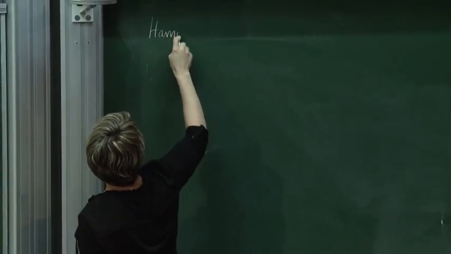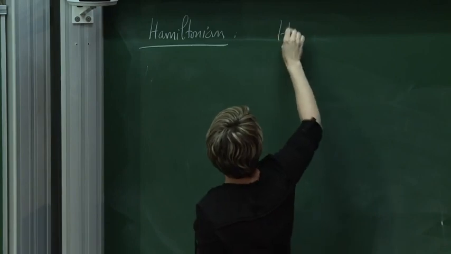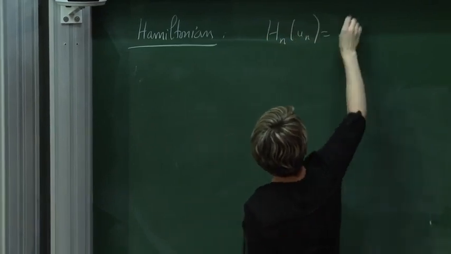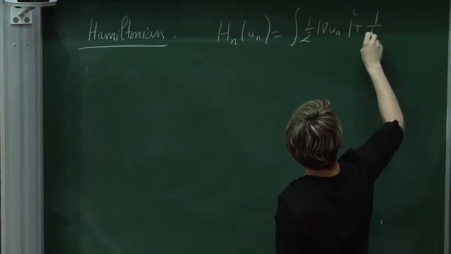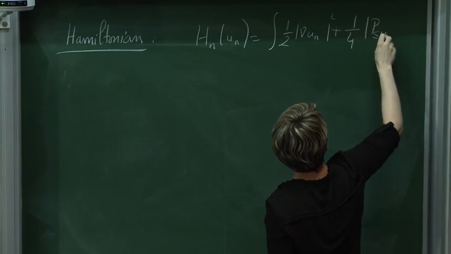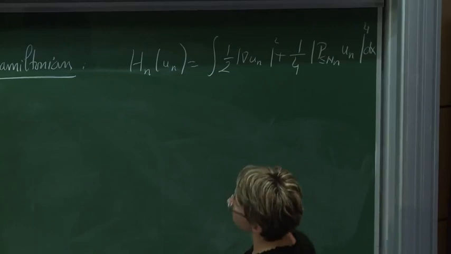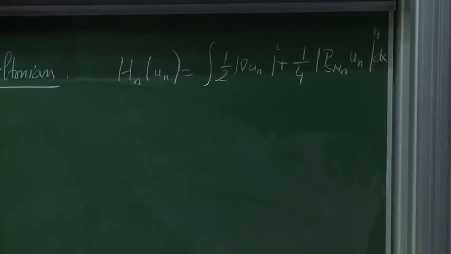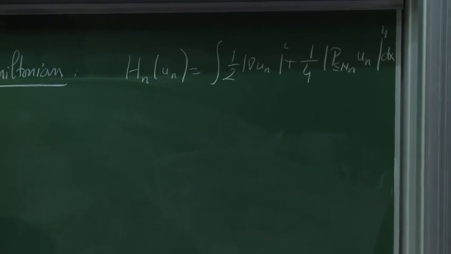So the Hamiltonian is H_N of u_N is half of the gradient of u_N squared plus 1/4 the projection to frequency smaller or equal than N of u_N to the power 4. Now, because this is a finite dimensional Hamiltonian system, Gromov's non-squeezing theorem applies, so one can find witnesses to non-squeezing.